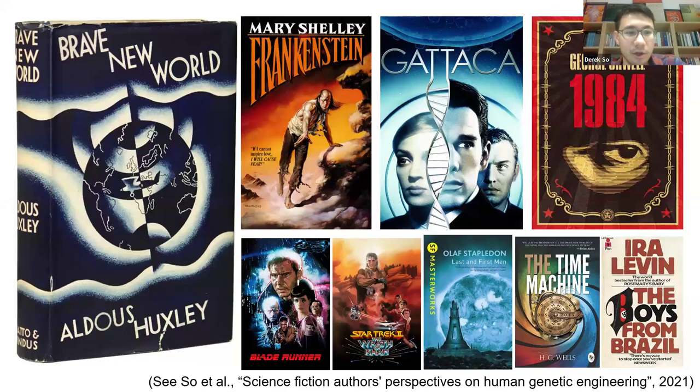It's clear that the debate over human genome editing is shaped by stories from science fiction, which means that it depends a lot on which books and movies are referenced by journalists, academics, or politicians. Although there are hundreds of options, only a small number of these are regularly cited in ethics articles about genome editing. Brave New World is by far the most frequent, followed in descending order by Frankenstein, the 1997 film Gattaca, which is pretty impressive given that it came out only 25 years ago, 1984, Blade Runner, Star Trek, Olaf Stapledon's novel The Last and First Men, which follows human evolution billions of years into the future, H.G. Wells' The Time Machine, and Ira Levin's Nazi cloning thriller The Boys from Brazil.